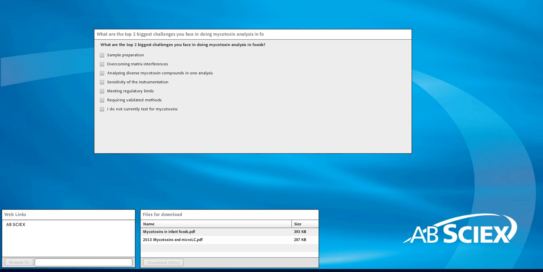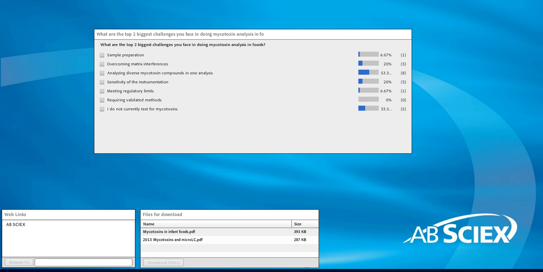Is it sample preparation, overcoming matrix interferences, analyzing diverse mycotoxin compounds in one analysis, sensitivity of the instrumentation, meeting regulatory limits, requiring validated methods, or I do not currently test for mycotoxins? So again, what are the top 2 biggest challenges that you face in doing mycotoxin analysis in foods?